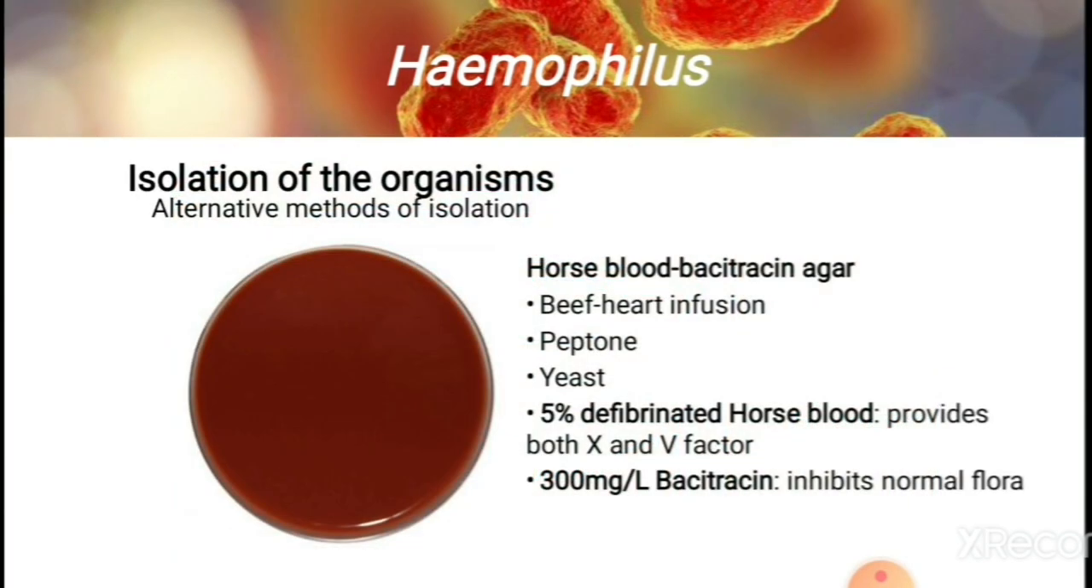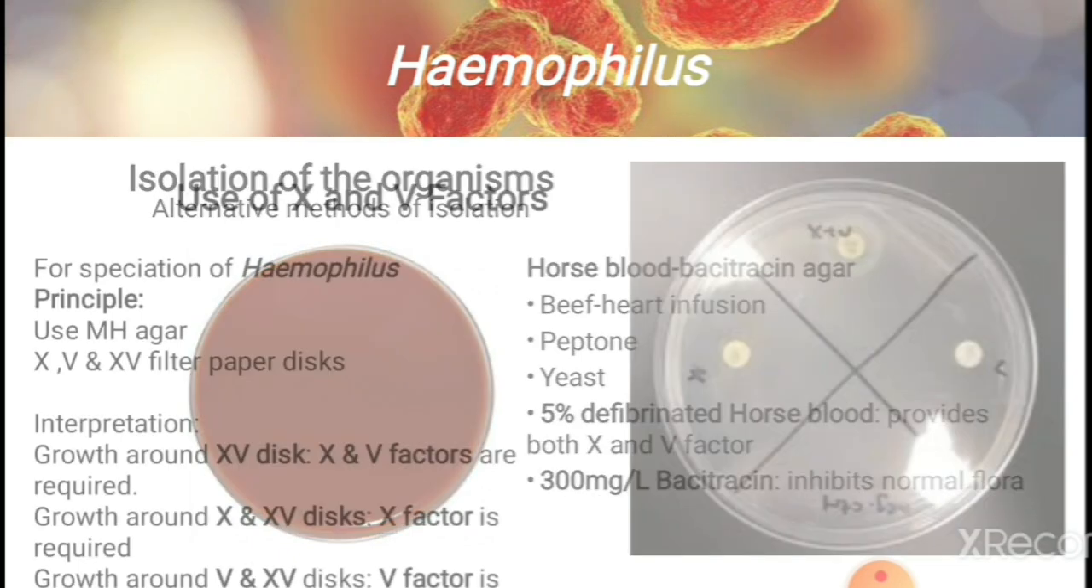And the next one, we also have horse blood bacitracin agar. It contains beef heart infusion, peptone, yeast, and 5% defibrinated horse blood. This one will provide both the X and V factor requirement of our Haemophilus species. Lastly, it contains 300 milligrams per liter of bacitracin, and the purpose is to inhibit the normal flora that can also be included in the culture.